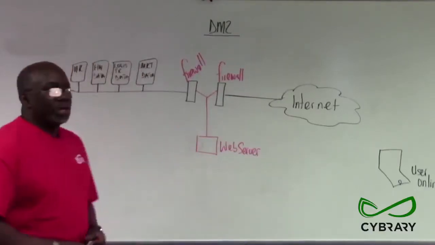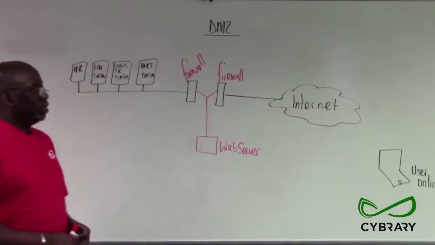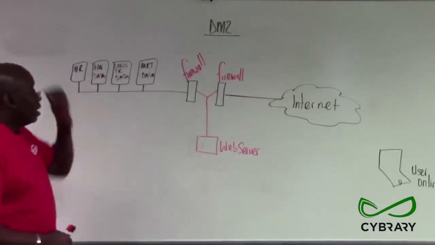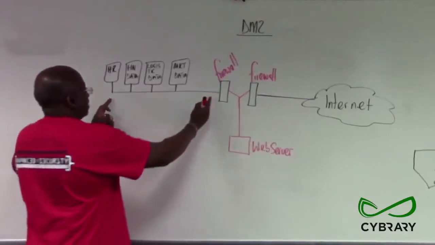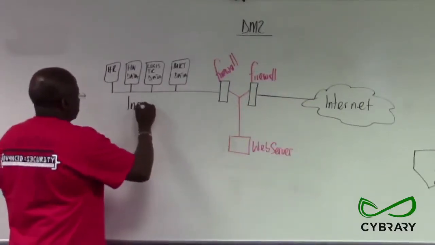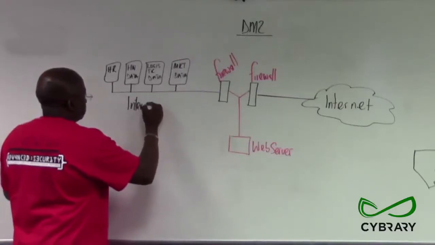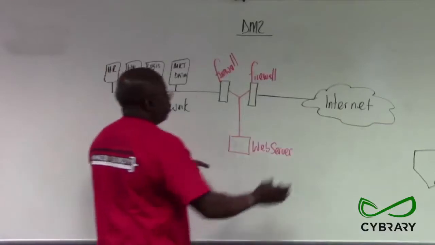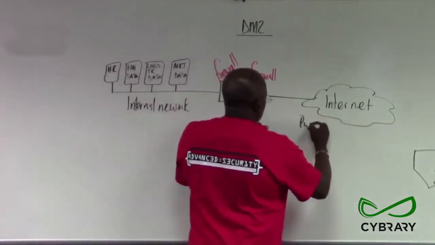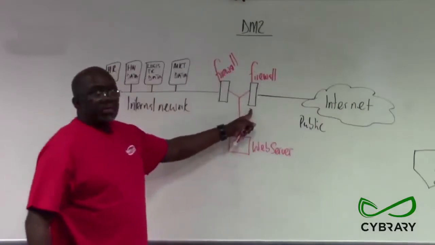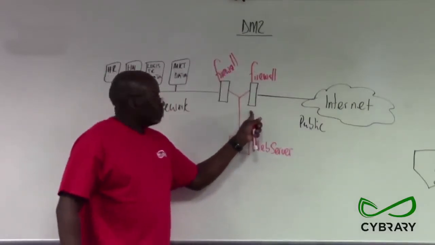The first item we look at is the DMZ. The word DMZ stands for demilitarized zone. Organizations have their internal network. So this is the internal network of this organization. And this is the public network. We implement firewalls as the first line of defense.